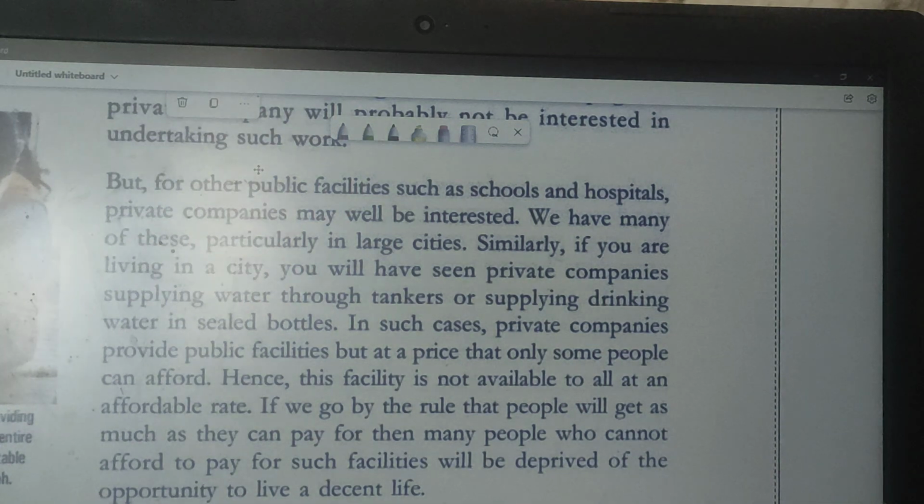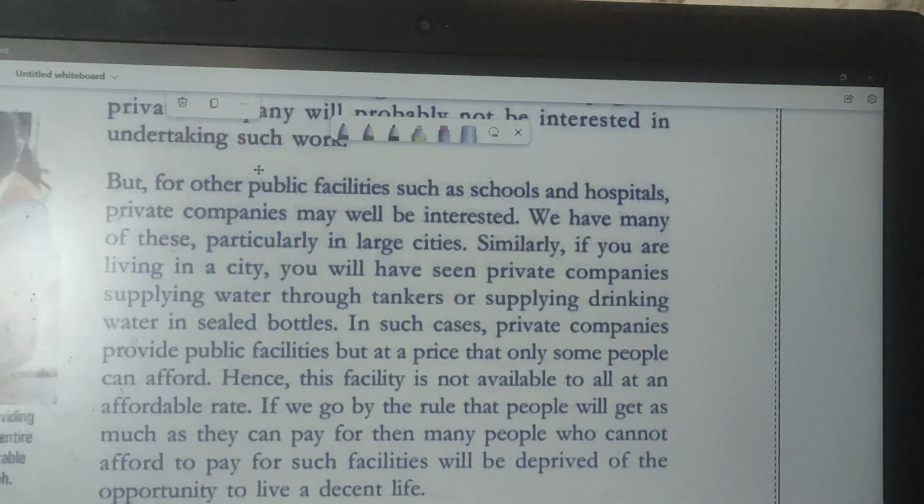In selling sealed bottles, in that also they earn their profit. So if private companies provide public facilities, only some people would be able to afford it. That's why we don't want private companies to provide public facilities. We want the government to provide us public facilities, because the government does that for us free of cost.